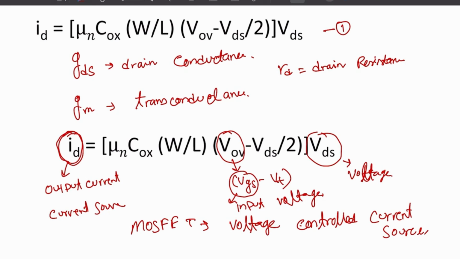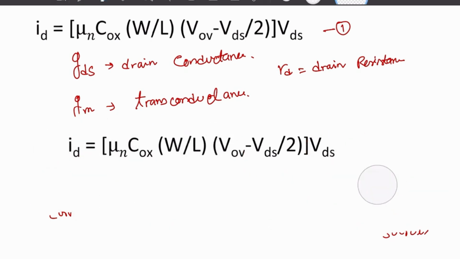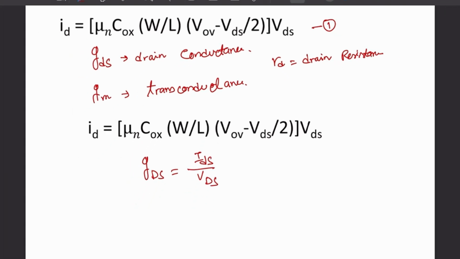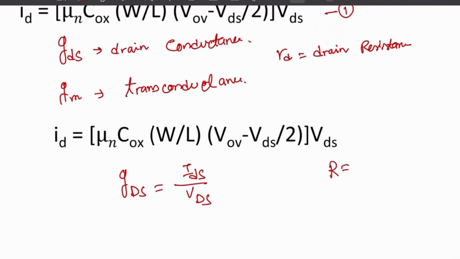Okay, so now let's derive the value of GDS, the drain conductance. How to derive the drain conductance: GDS is equal to IDS divided by VDS, right? As we know, the resistance R is equal to V by I, that means the conductance is equal to I by V. So the drain conductance GDS is equal to IDS by VDS.